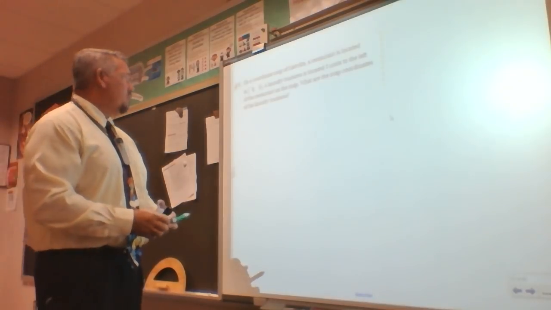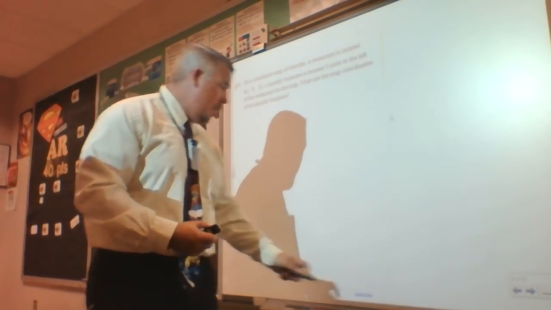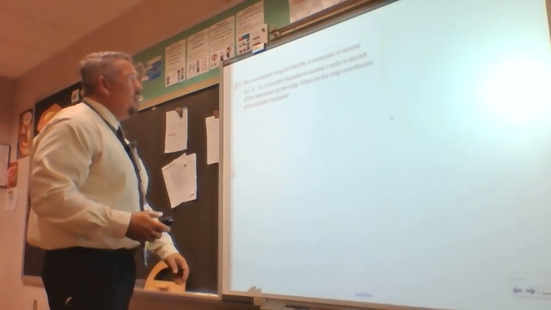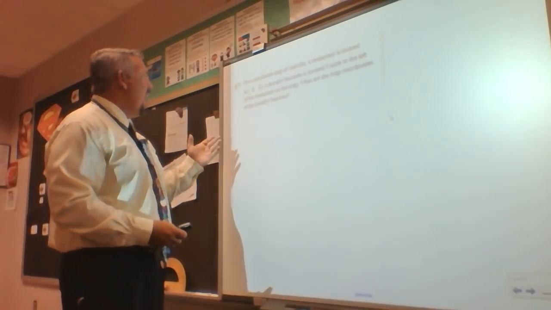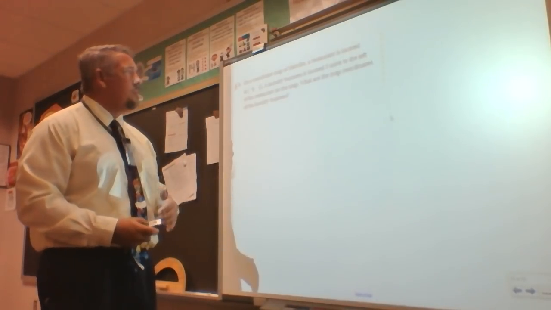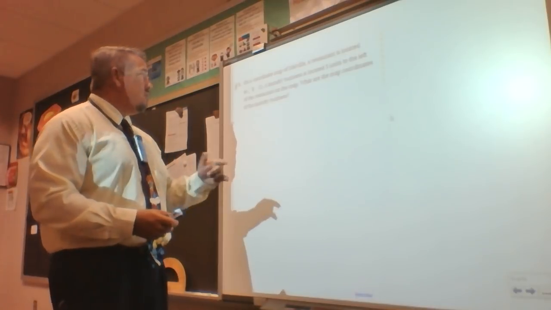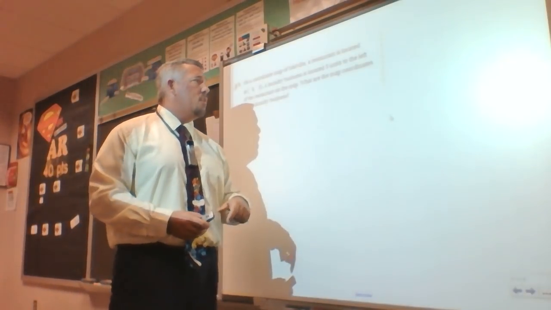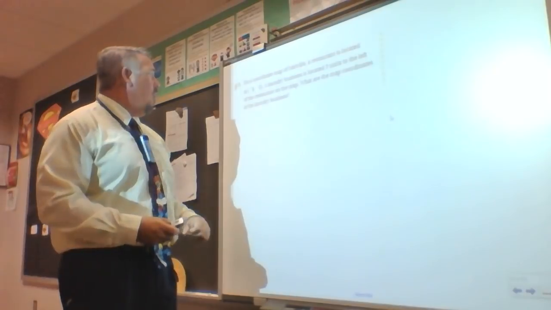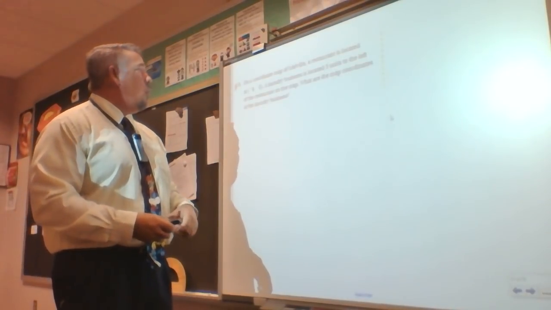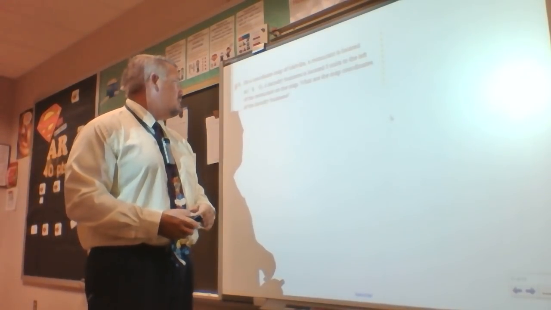So then we go to question 3. On a coordinate map of Melville, a restaurant is located at -9, -5. A laundry business is located 3 units to the left of the restaurant on the map. What are the map coordinates of the laundry business?